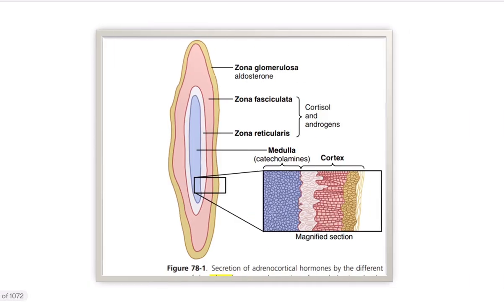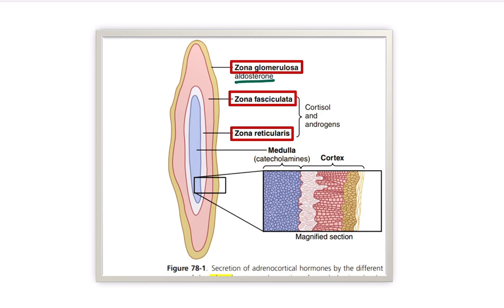So let's see the zona glomerulosa. The zona glomerulosa is the outer part of the adrenal cortex. Then zona fasciculata is the middle part of the adrenal cortex, and zona reticularis is the inner part of the adrenal cortex. From the zona glomerulosa, the important hormone aldosterone is released. And from zona fasciculata, cortisol is released, and from zona reticularis, androgen is released.